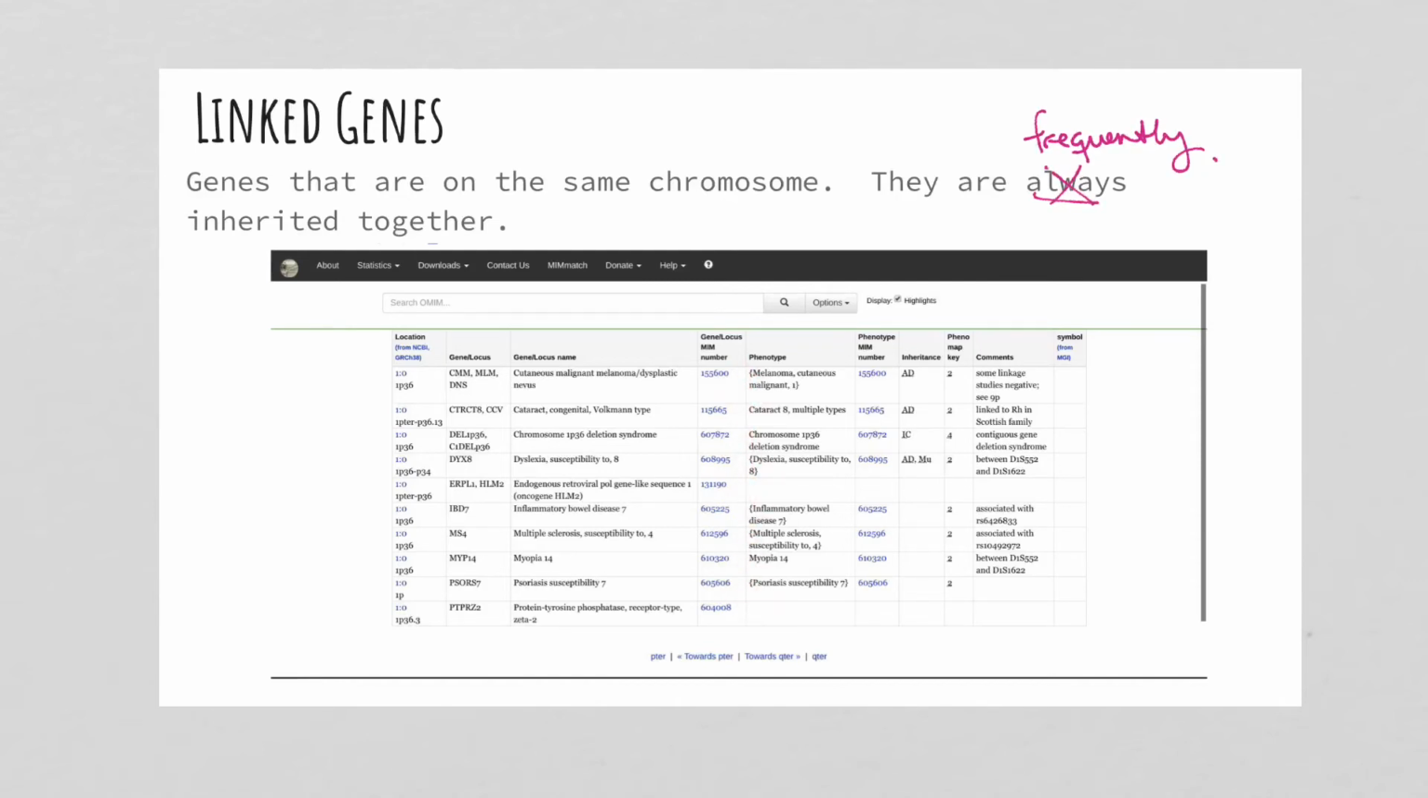I liked this one, cataract. Multiple types, and it's linked to the Rh factor in Scottish families. These are all based on the research that they have, but it's kind of cool to see which genes are on which chromosomes, where they're located. And again, if they're on the same chromosome and you have a mutation in both of those genes, they're most likely going to be inherited together.